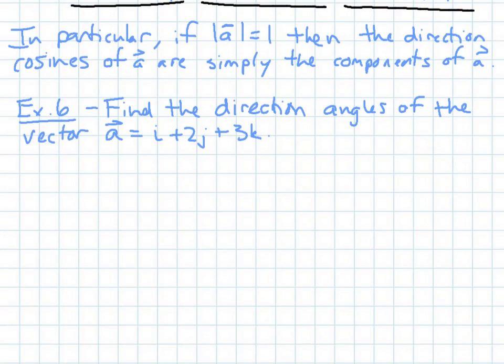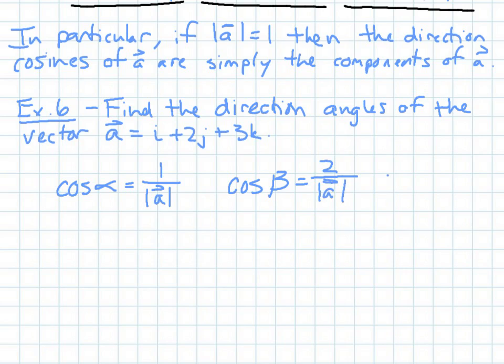So here, example 6, they want us to find the direction angles of vector A if our vector is i plus 2j plus 3k. If I find these, I want to set up my formulas. Using my shorthand ones, my component a sub 1 is 1 divided by the magnitude of A, and then cosine of beta is 2 over that magnitude, and cosine of gamma is going to be 3 over that magnitude.